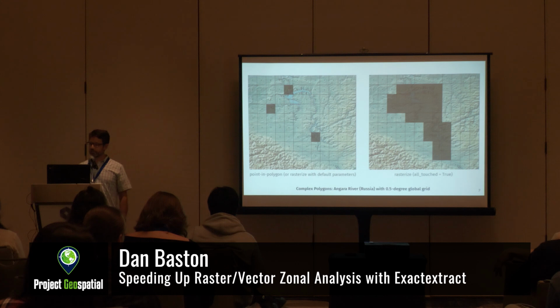I think it might have been an example like this that sent me down the whole rabbit hole of this problem in the first place. So this is a lake polygon from a reservoir in Russia, and you can see that by default we would pick up these 3 pixels on the left to represent that polygon. And if we do rasterize with all touched pixels, we get all the pixels on the right.